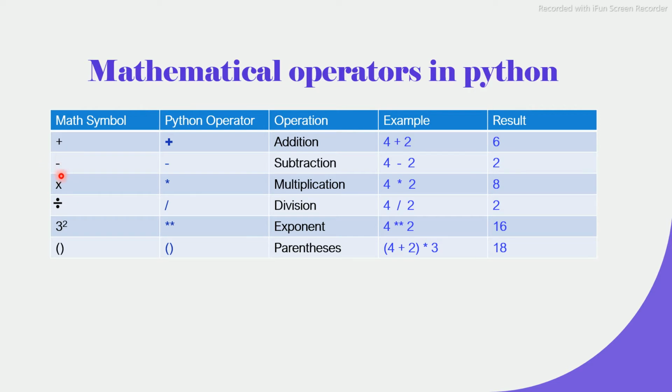Next, we've got the minus sign. That is just beside the plus symbol. If you just click on it without shift, you get a minus sign. In Python we use the same operator, and the name of the operation is subtraction. Next, we've got an example: 4 minus 2 is equal to 2.